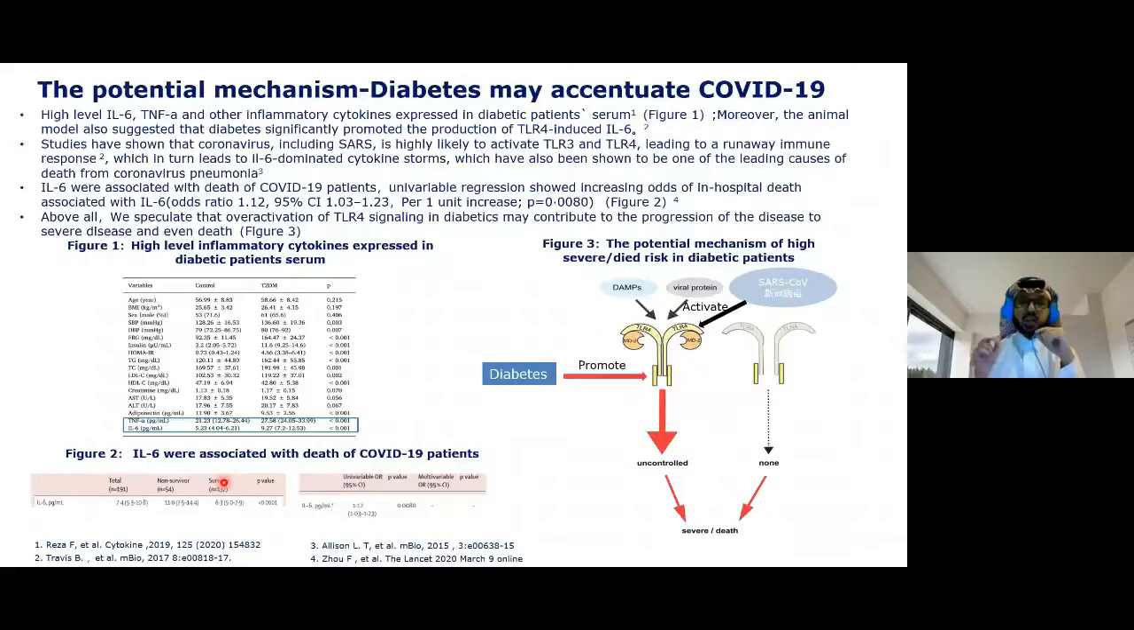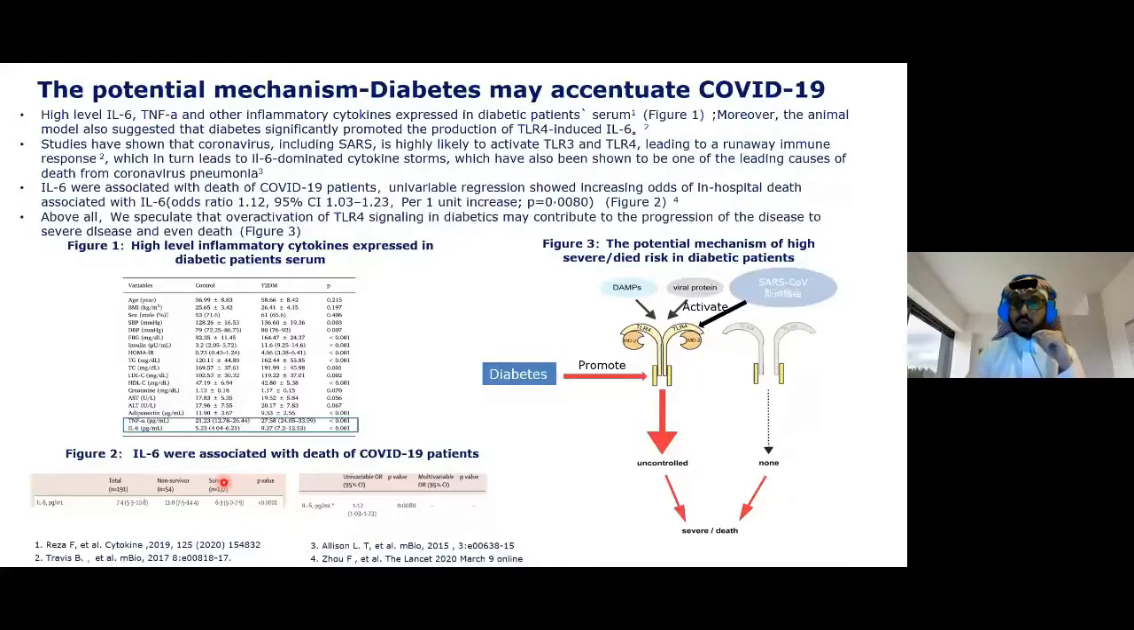The study shows that coronavirus highly likely activates TLR3 and TLR4, leading to a runaway immune response, which leads to an interleukin 6 dominant cytokine storm, which has also been shown to be one of the leading causes of death from coronavirus pneumonia. So interleukin 6 was associated with death in COVID-19 patients, and multivariable regression showed increased odds of inpatient death associated with interleukin 6. So above all, we speculate that overactivated TLR4 signaling in diabetes may contribute to progression of the disease to severe disease and even sometimes death.